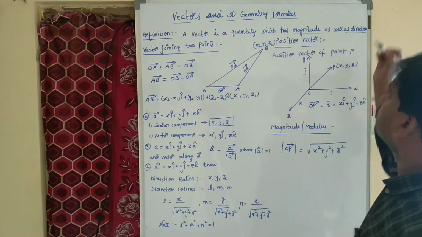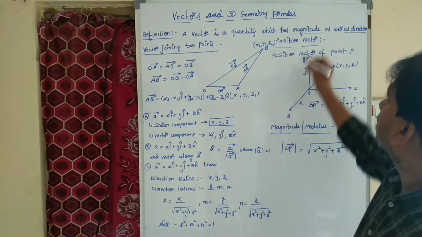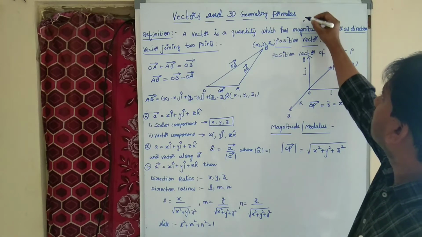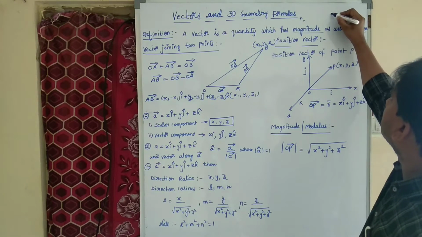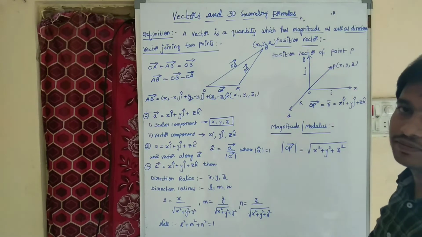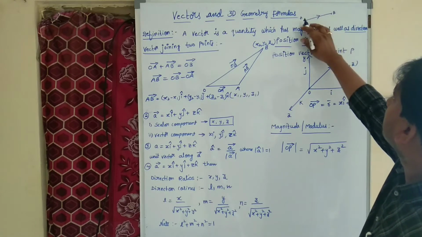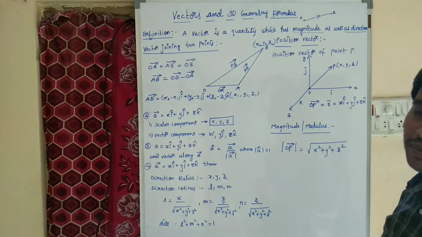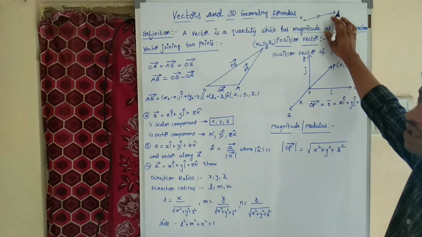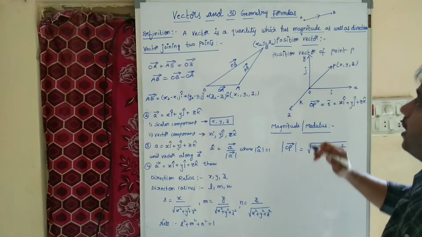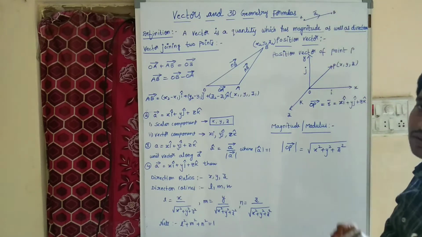Which has magnitude as well as direction. For example, this is the position of point A and this is the position of point B. This is the directed line segment from point A to point B. So A is called the initial point and B is called the final point. Okay, we can write it as A bar.